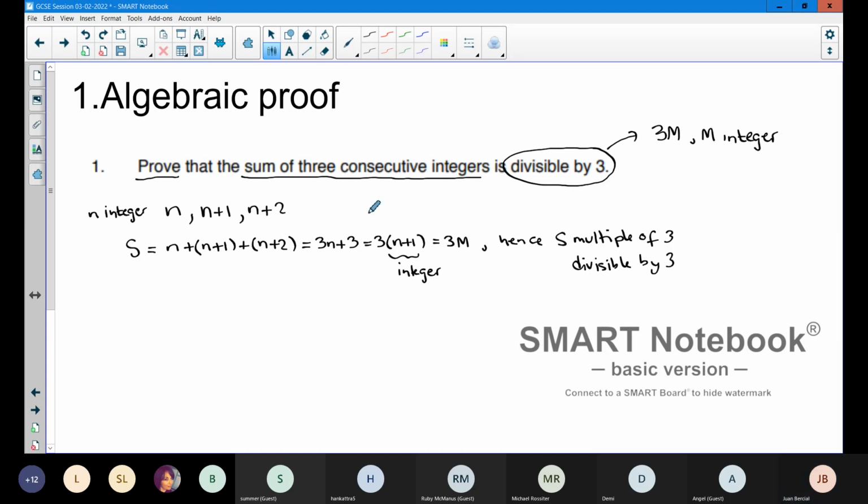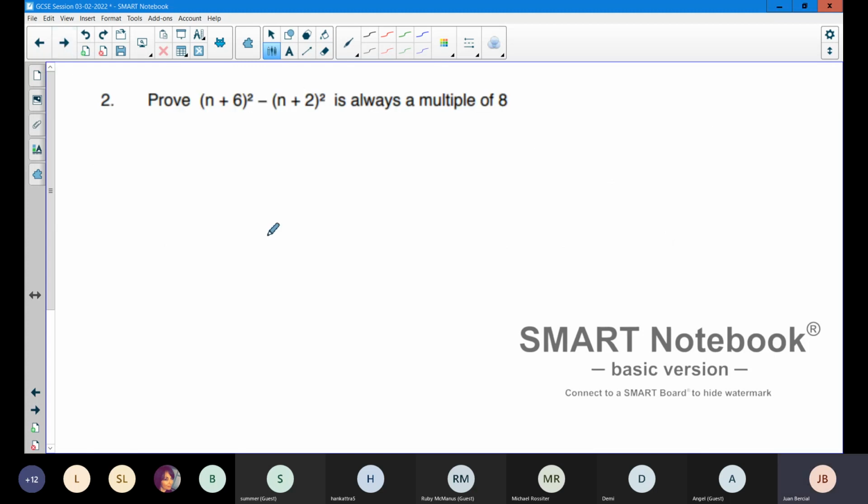Okay, so that is one little bit of a warm up. If you have any questions, please put them in the chat. Let's just do another one, so I give you time to write it down. Prove that n plus 6 squared minus n plus 2 squared is always a multiple of 8. To have a multiple of 8, what we need is 8m. We have to show that it's always 8m.